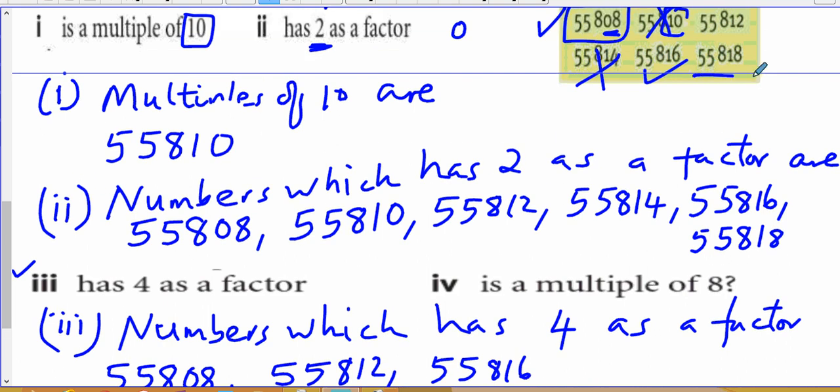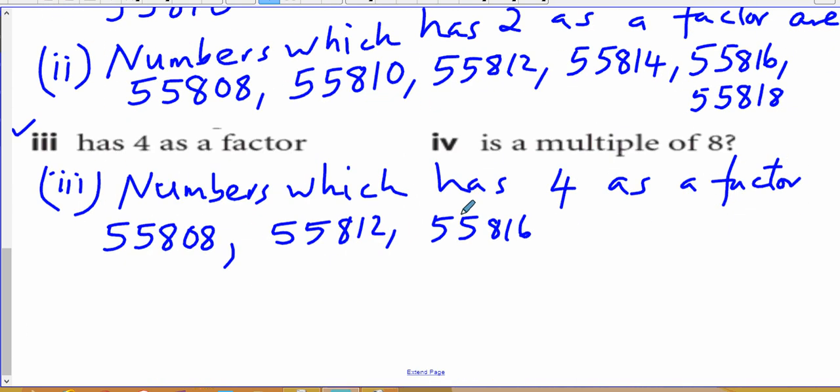How about the last number? The last two digits are 1 and 8. 18 divided by 4. Nope, not possible. Big no. So we have these three numbers only. See that?